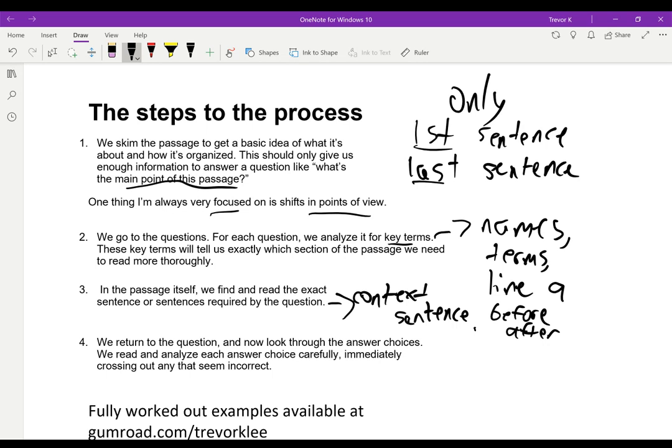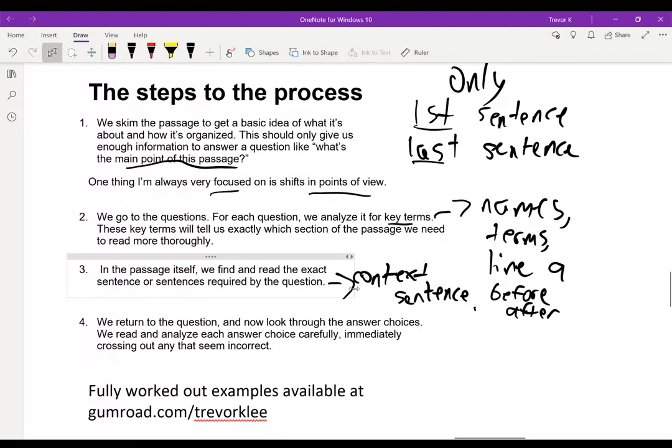That's for context. And then last, once I've read the passage, I go back through the question and I look through the answer choices. So I have to read the answer choices really carefully now, immediately crossing out any that seem incorrect, keeping any that seem like they could maybe be true. And if I'm not sure on something, then I can go back to the passage and see if I can find confirmation. Now, one question you might ask is, well, what happens if in step 2, there's no key terms in the question? Like, which of these would the author be most likely to agree with? Well, then we just skip to step 4.